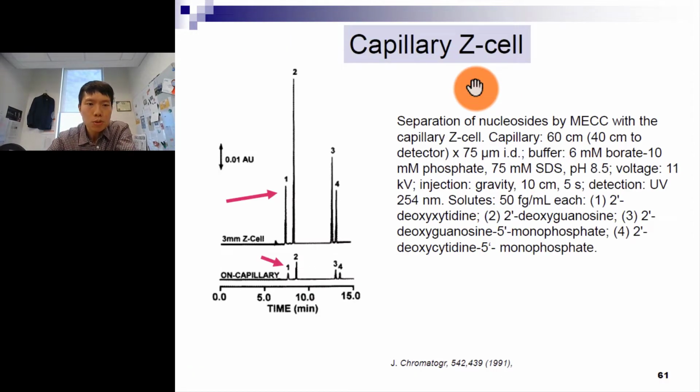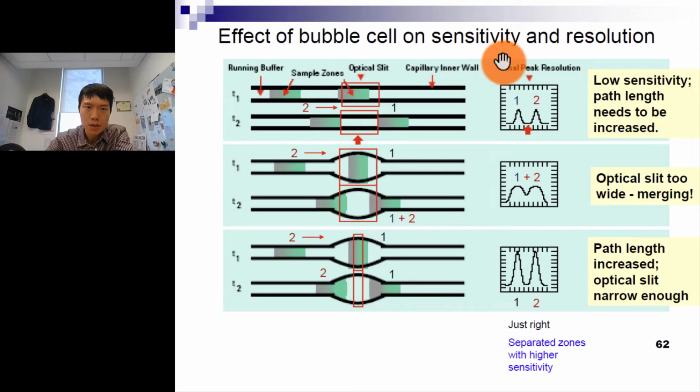So we'd like you to look at when we apply the capillary Z cell, how did the enhancement of the signal, right? So with a 3 mm Z cell, with just a 3 mm increment in the path length, the signals, in terms of the AU, increase dramatically compared to just an ordinary capillary. Look at that. Okay. Now next we go through the bubble cell.